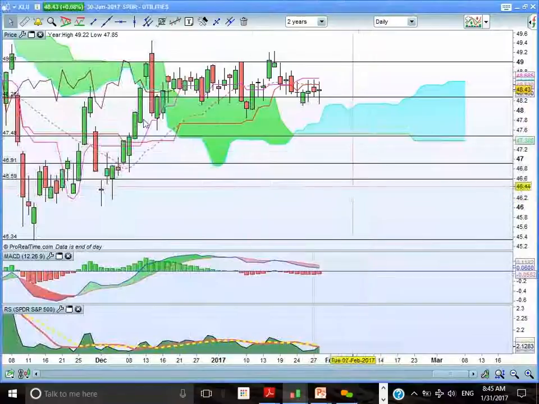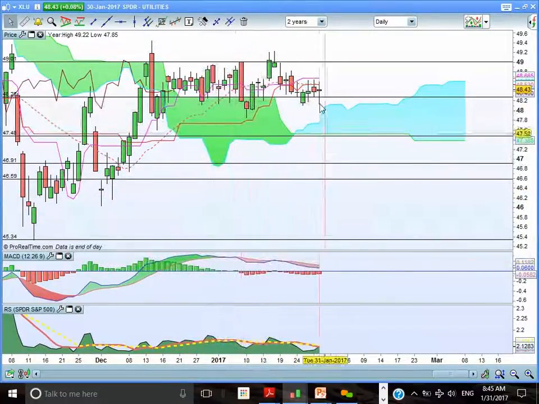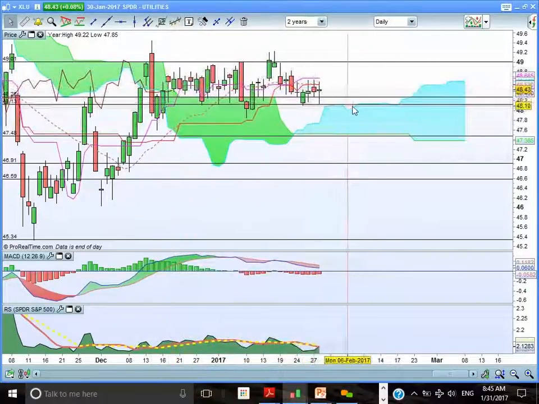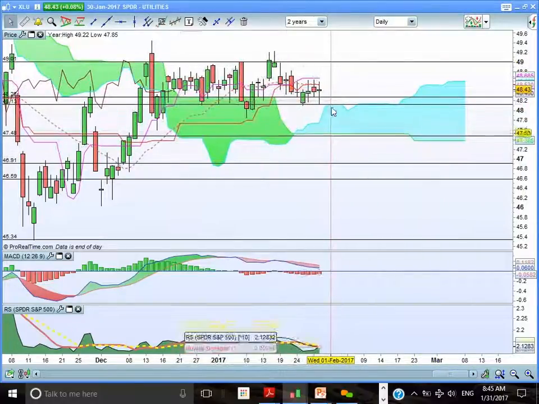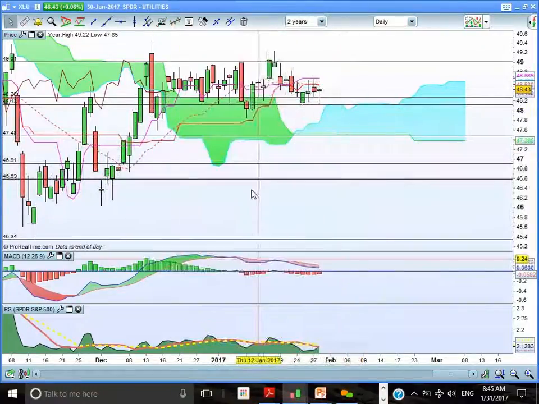Utilities moving sideways for quite some time now. We've had a MACD sell signal, looking for a buy signal here. Support here at 48.14. You could nibble at that level as a consolidation period for the next leg up. If support fails, it's going to test the bottom end of the cloud, but it's getting pretty close to a nice entry zone, so to speak, for a possible rebound to the upside.